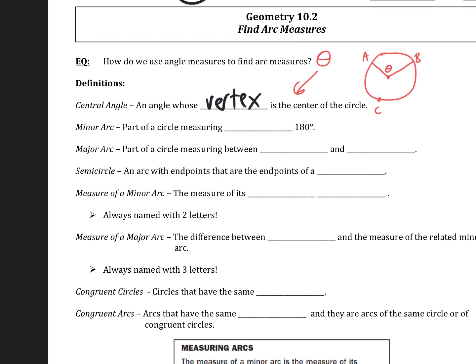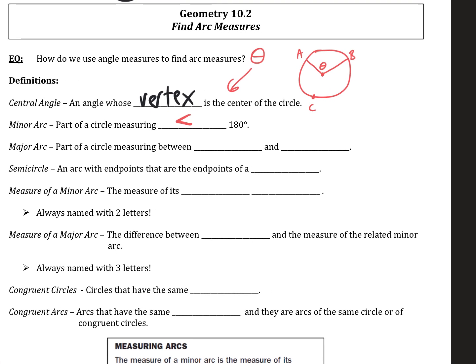A minor arc is the part of a circle measuring less than 180 degrees, okay? So a minor arc in this drawing would be AB. Remember, a line segment was AB with a little line over it. And minor arc AB is going to be AB with a little arc like this. That's going to be minor arc AB.